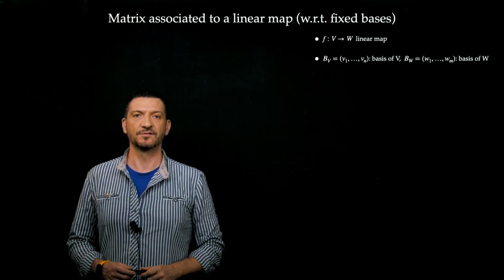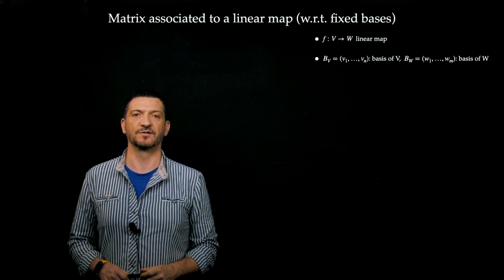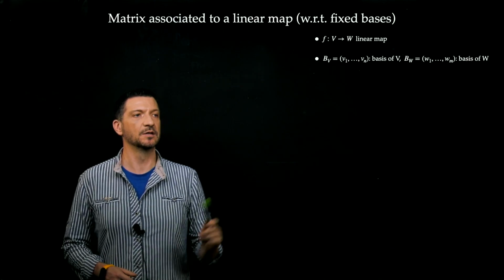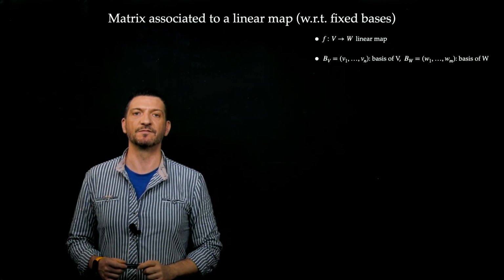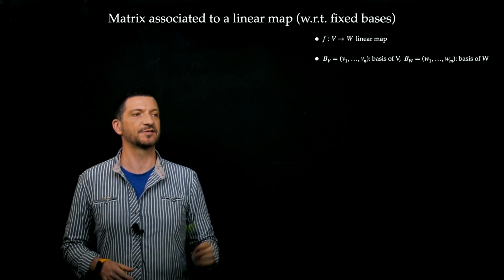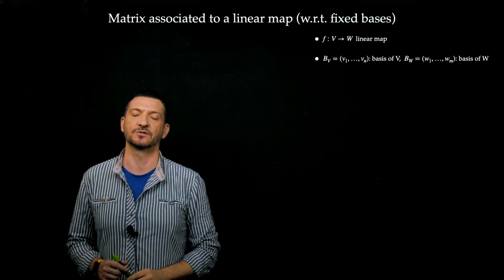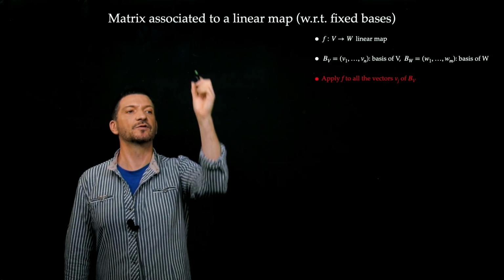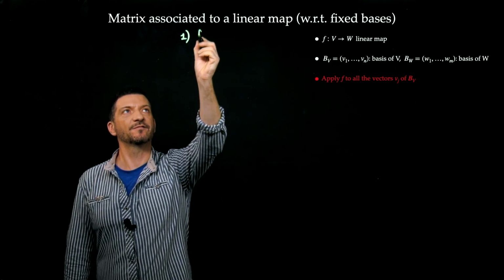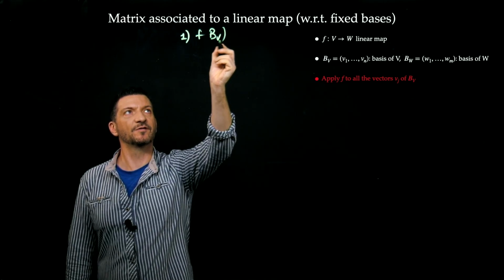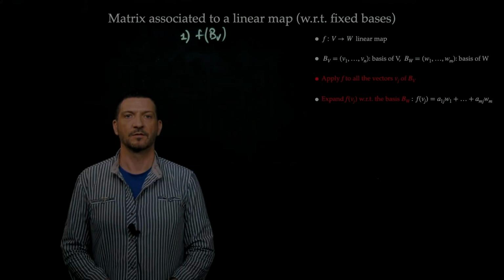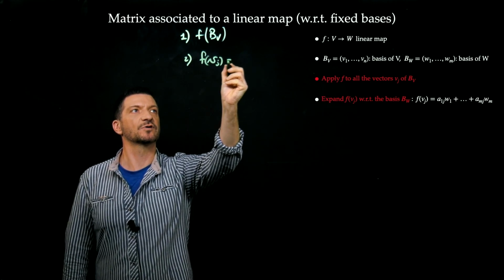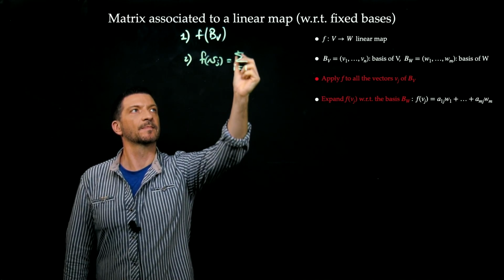One of the key concepts that you have to recall from this course of linear algebra is how to associate a matrix in a unique way to a linear map between vector spaces once you establish two bases of these vector spaces. The steps in order to do that are the following. First of all, apply f to all the vectors of the basis of V. Then expand every image on the basis vectors of W like this.